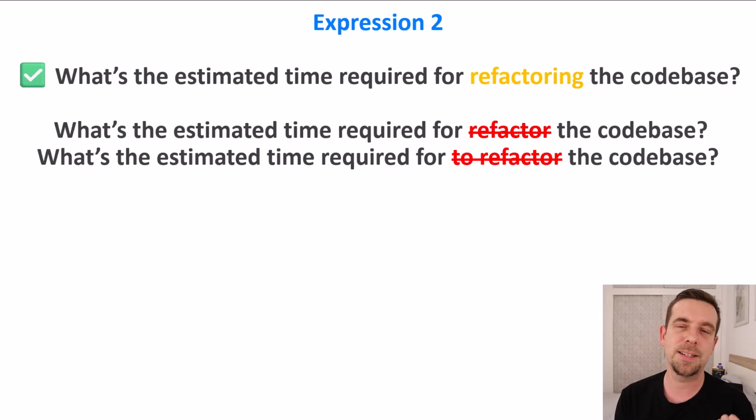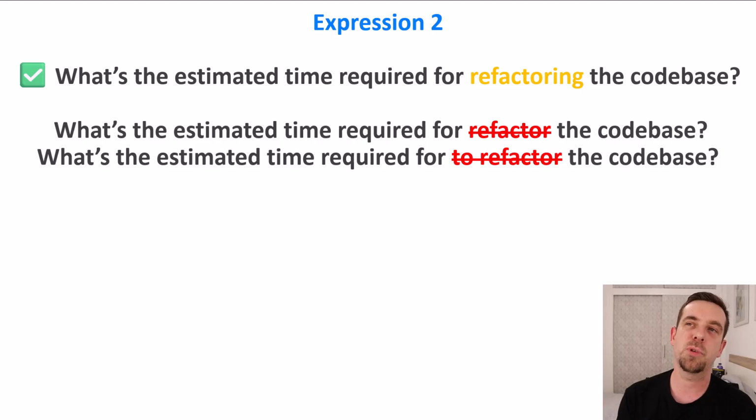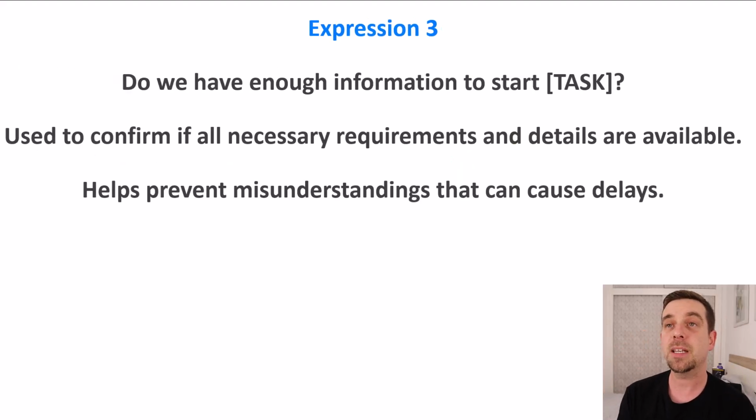Now again, with the last example, what's the estimated time required for refactoring? And notice that with two examples here of what can be a problem, students can have problems. What's the estimated time required for refactoring is the correct one. But to say for refactor or for to refactor, you're confusing a little bit or translating directly, okay?